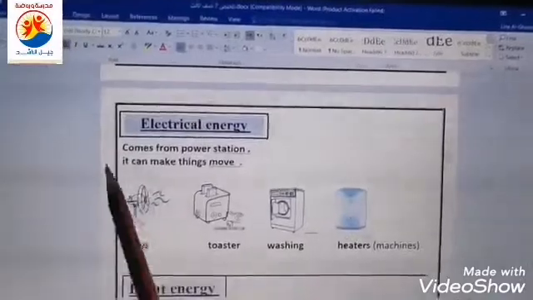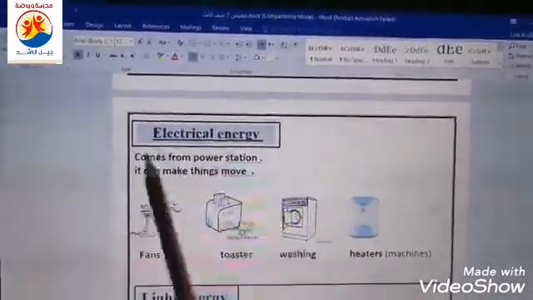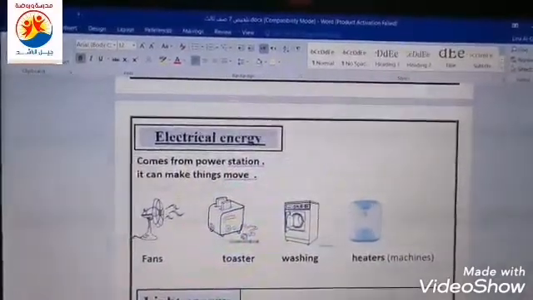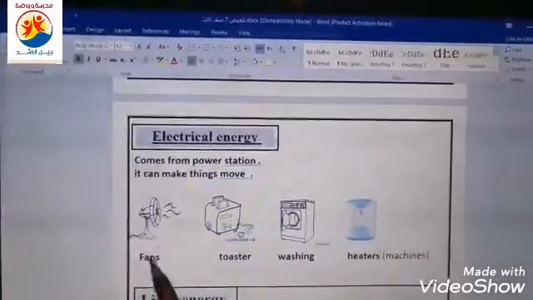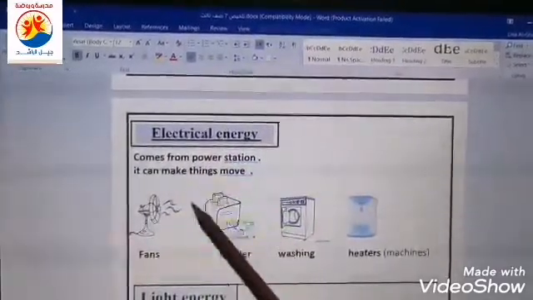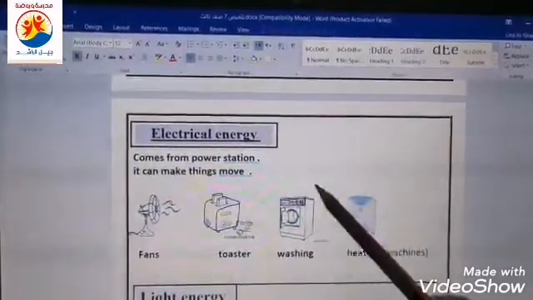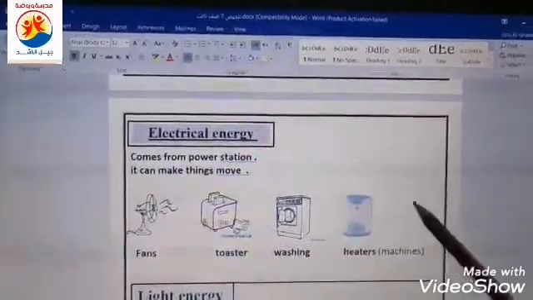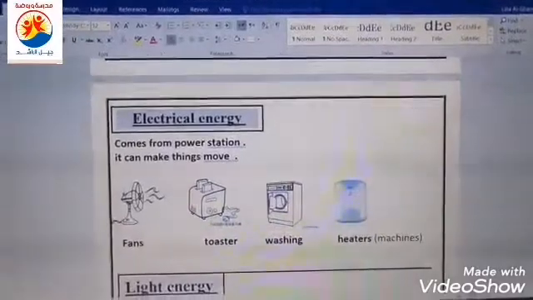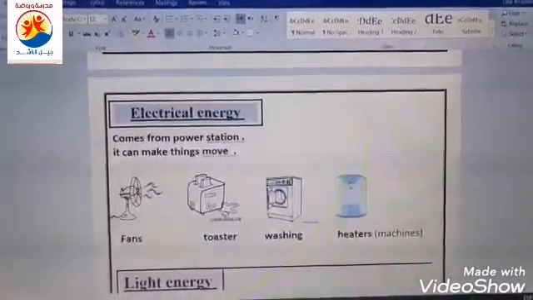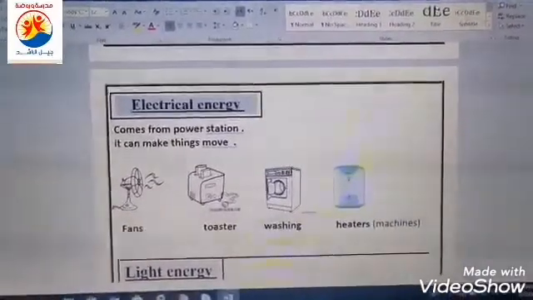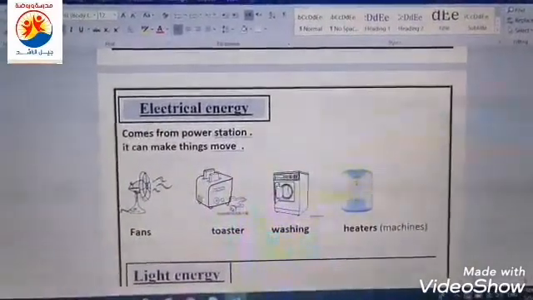Electrical energy comes from power stations. It can make things move. Like what? Fans, toasters, washing machines, and heaters. So it comes from the power station. It can make things move. This is the electrical energy.